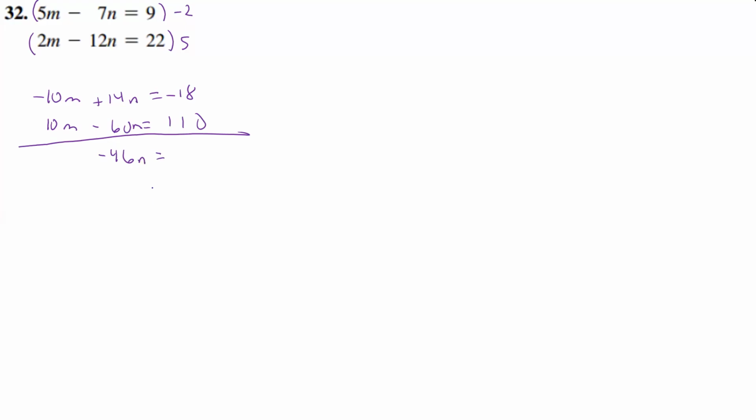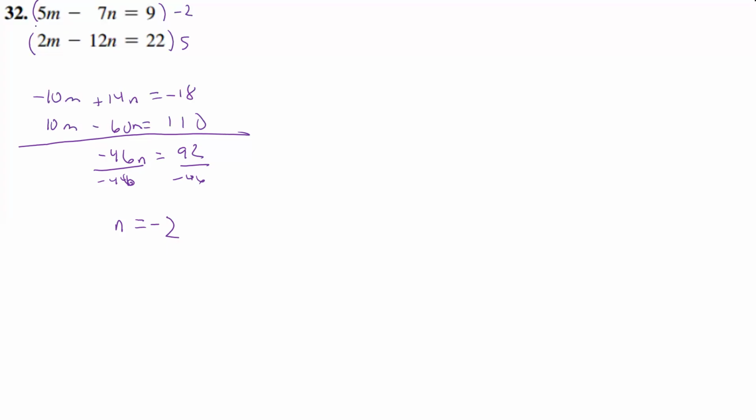and we get a 92, which is good because then if we multiply that by 2, we're going to get that. So if we divide by negative 46 and divide by negative 46, n is equal to a negative 2. Okay. So that's kind of our y value.